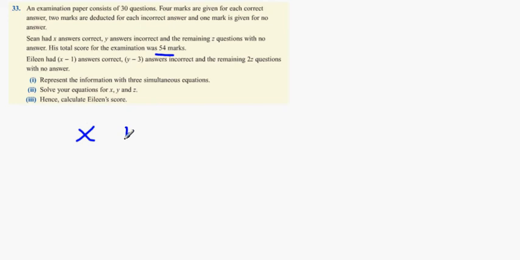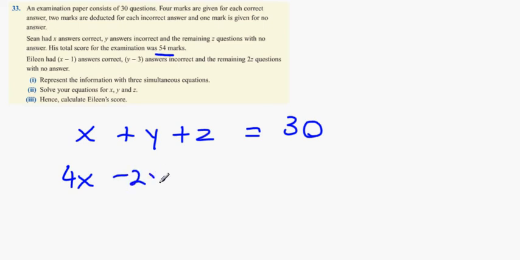There is 30 questions, so that means all the different answers he gave must be equal to the number of questions. So x plus y plus z is 30. The next thing is, if he scores 4 for each correct answer, and he gets 2 deducted for each incorrect answer, that's going to be minus 2 times the amount of incorrect answers, and he gets 0 for no answers, so that's going to be 0z, and 0z is not there.